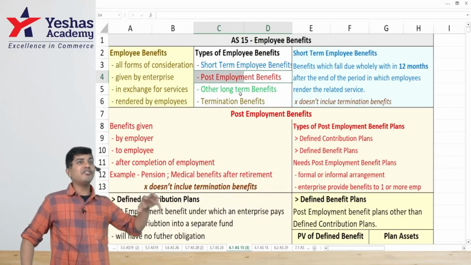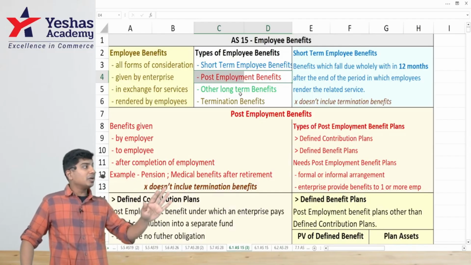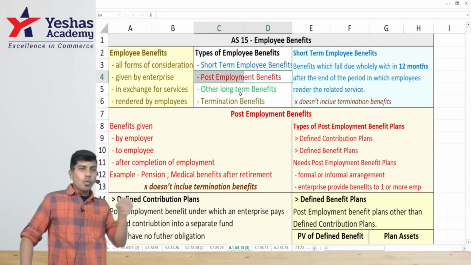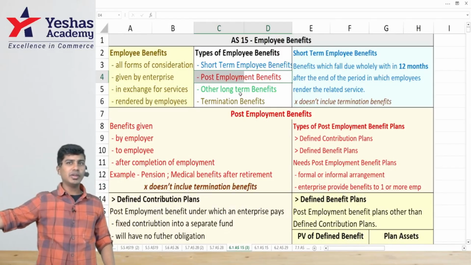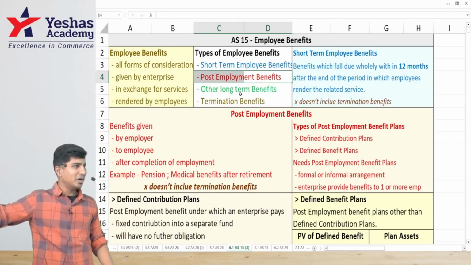So all that benefits, what you get because you gave the employment service, but you're getting the benefit when? At the end of employment. When did you give service? No. You work hard now so that after you retire, you will get money. Or if you die, your children will get money. That is post-employment benefit. You understood?